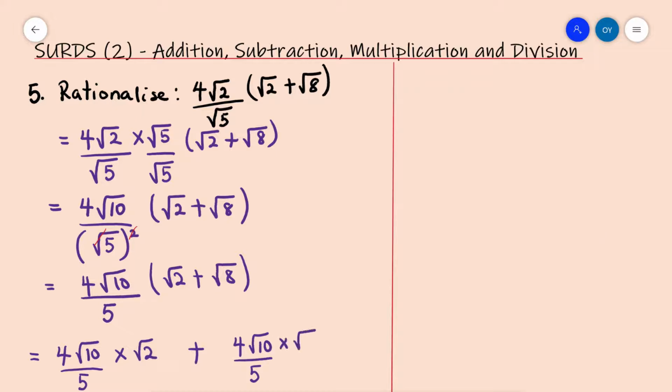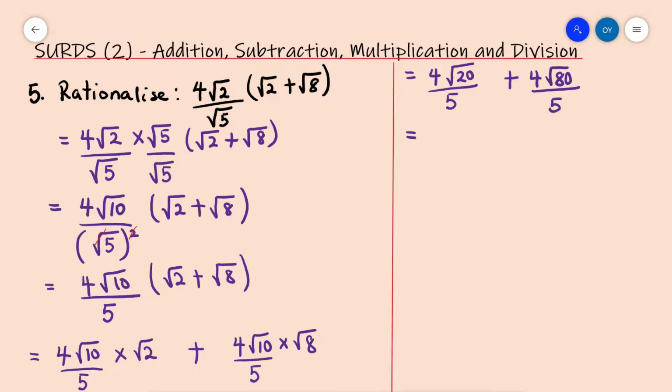times root 8. Okay, so here this will be equal to 4 root 20, because root 10 times root 2 is root 20, divided by 5, then plus root 10 times root 8, that would give us 4 root 80, then divided by 5.